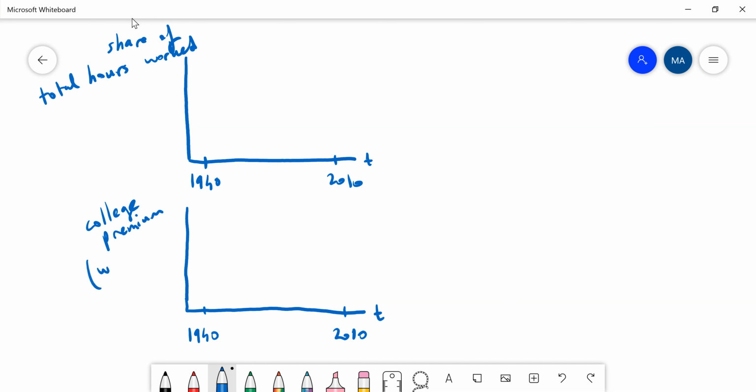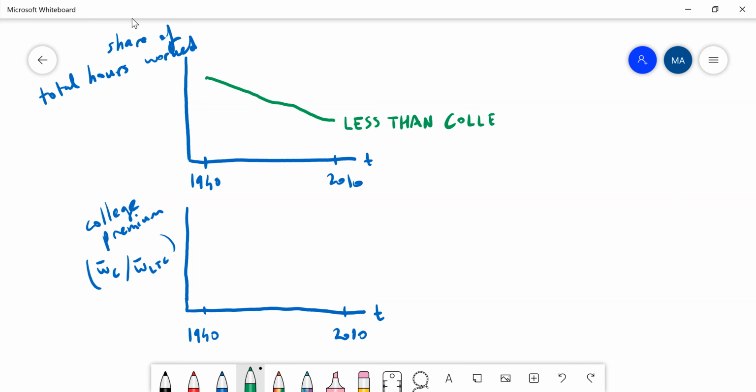So college premium is basically this, right? Less than college, let's say. So what we observe is this. The labor share in terms of hours worked of people with less than college education decreases, and not surprisingly, the share of hours worked by college educated people increases, okay?